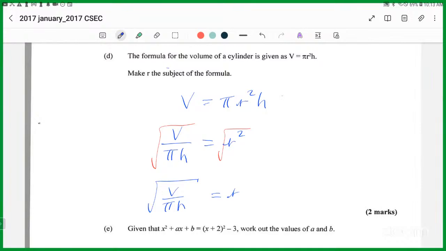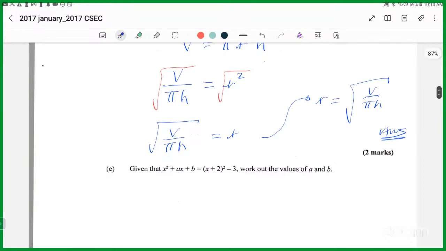But since I make it the subject, they like to put the subject on the left side. So I'm going to write my final line with the R on the left side. R equals this expression, the square root of V over pi H. This is my answer right here. Are you okay with that? Yes, sir. Beautiful. Moving right along.